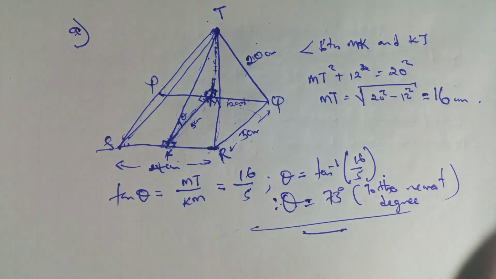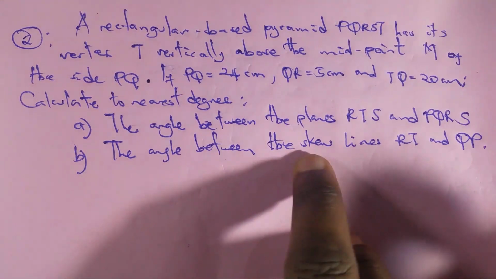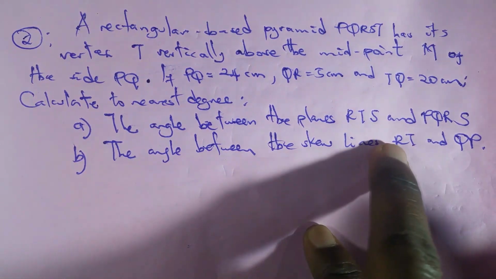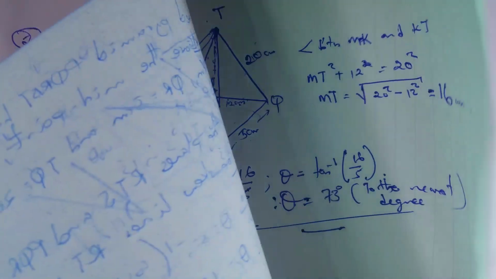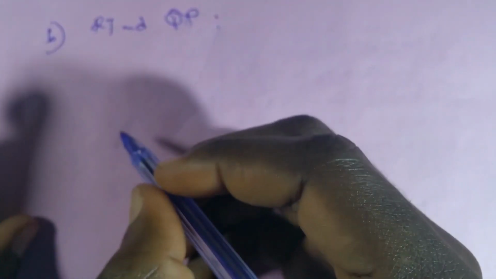Now we go to the next part, which is B. The next part is going to be the angle between skew lines RT and QP. B, RT and QP. Let's try to redraw that here.